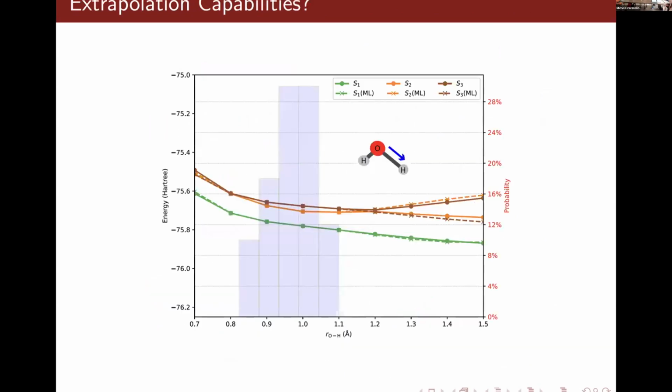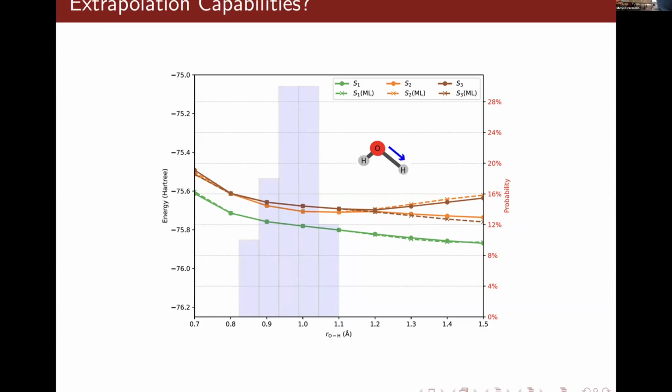So the final thing we have done with this is that we also tested the extrapolation capabilities of these models. To do that, we plotted the energy of the S1, S2, and S3 states for this water molecule along the bond stretching. The solid curve is the reference, which you obtained by using CISD.